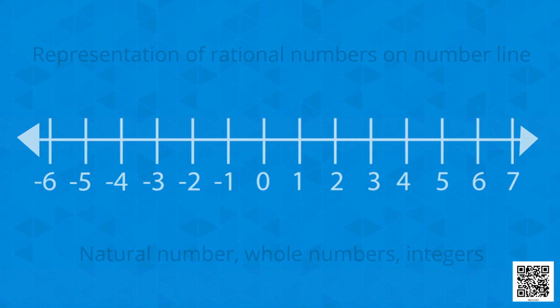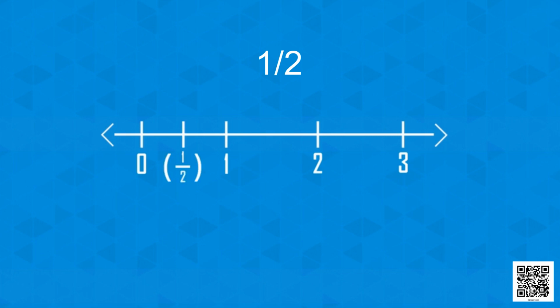Let us take an example. The number 1/2 is a proper fraction, so it lies between 0 and 1. We will divide the distance between 0 and 1 into two equal parts. The point just after 0 will be marked as 1/2.